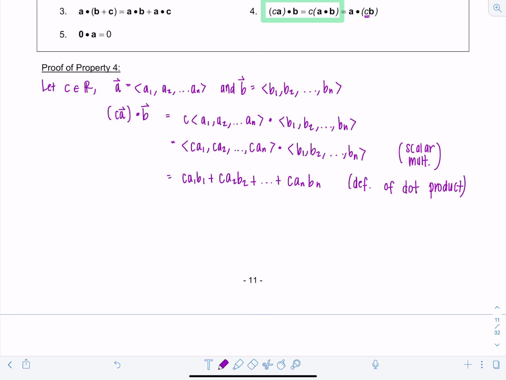So what am I going to do now? I'm going to factor out C. So I'm going to take out C, and I have A1B1 plus A2B2 all the way up to A sub n, B sub n. And what allows me to factor? Well, I'm just applying the distributive property in reverse. So this is the distributive property.